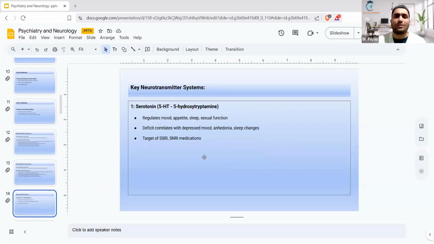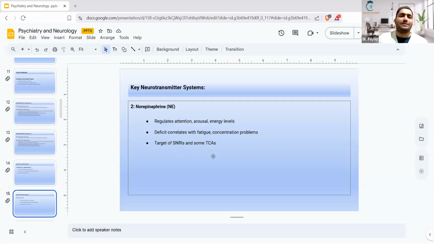Now, neurotransmitters that we have in the brain, first one is 5-hydroxytryptamine or serotonin. Serotonin is responsible for regulating mood, appetite, sleep, and sexual function. If serotonin is deficient, depressed mood, loss of interest or pleasure, and insomnia or hypersomnia have been noticed in patients. Serotonin is targeted by medications such as SSRIs or SNRIs, which are selective serotonin reuptake inhibitors or serotonin norepinephrine reuptake inhibitors.